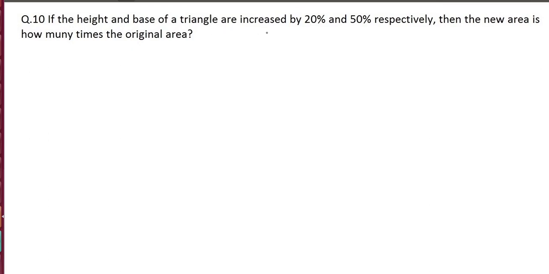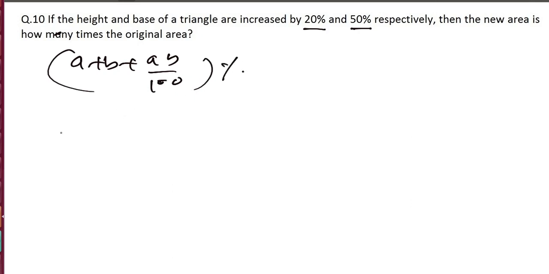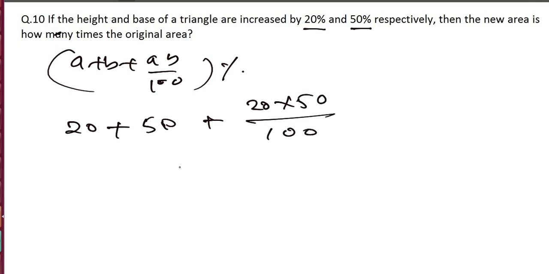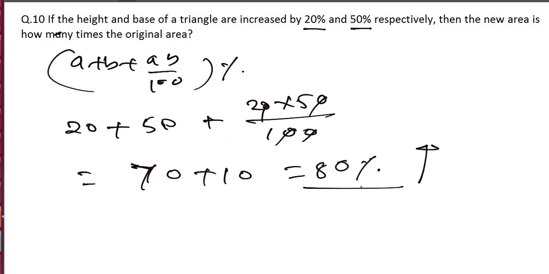Next question, if the height and base of a triangle are increased by 20% and 50% respectively, then the new area is how many times the original area? Here it is a two-dimensional figure. When the sides of a two-dimensional figure are increased successively, the overall effect on the area can be given using the successive percentage formula, A plus B plus AB by 100%. One side is getting increased by 20%, the other side by 50%. So 20 plus 50 plus 20 into 50 divided by 100, that is 70 plus 10, 80%. So the area will increase by 80%. New area is 80% more than the original area because of the increase in the sides by this percentage.